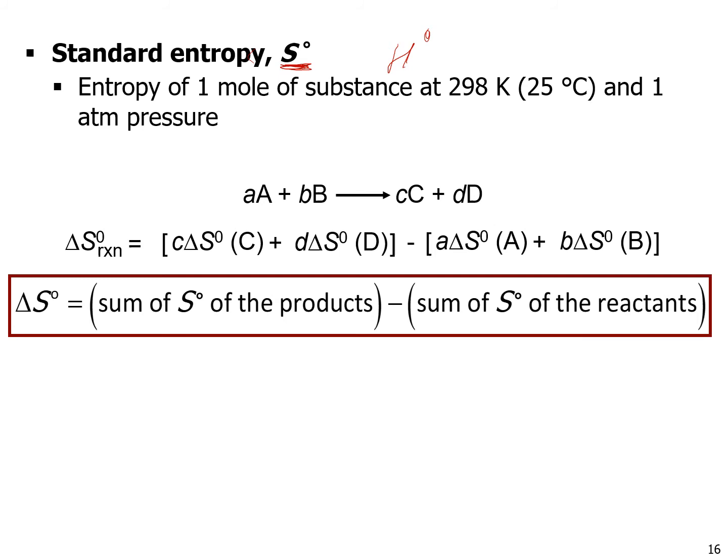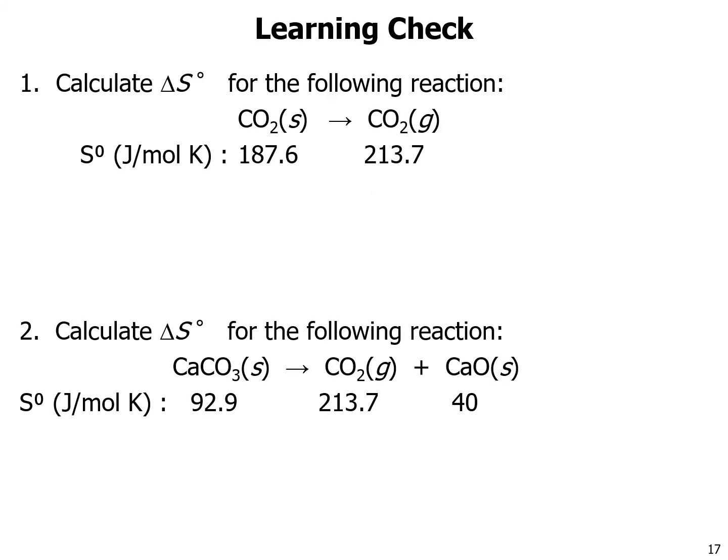Okay, let's take a look at a couple of examples. This is fairly simple. For instance, question number 1. Calculate the delta S naught for the following reaction of carbon dioxide solid changing to carbon dioxide gas. S naught in joules per mole Kelvin is given to you for carbon dioxide. It's 187.6. And for CO2 gas it is given to us as 213.7 joules per mole Kelvin. So what is delta S naught for this particular reaction?